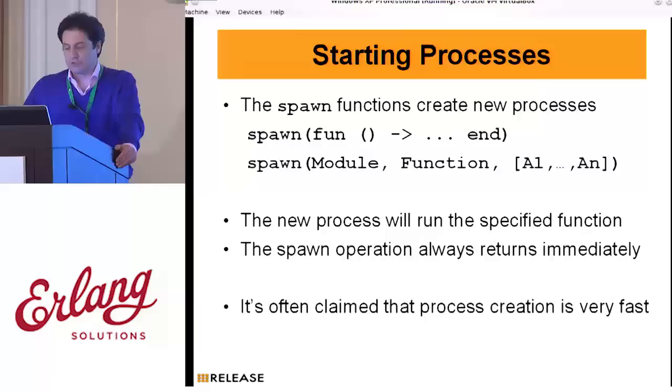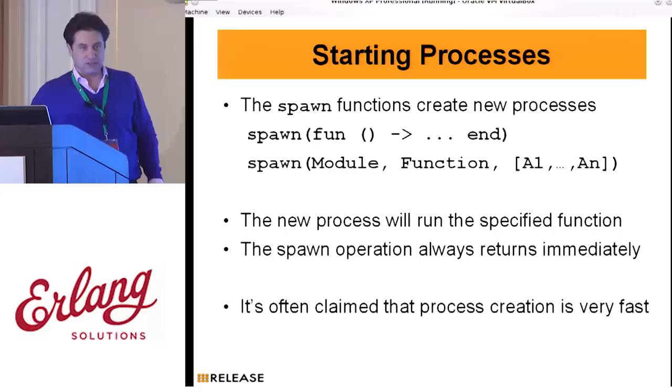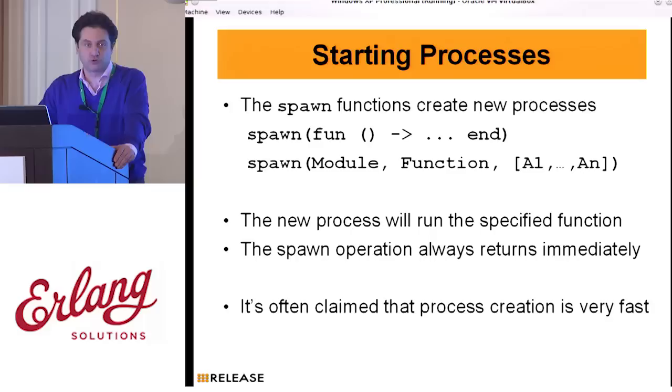So you start processes by using the spawn functions, and there is the modern version of the spawn function, the one with the fun, and the other one that is not fun to use, the one with the module, function name and arity and arguments. So the new process will run the specified function or closure that you pass it as an argument. And the spawn operation returns immediately. It executes quite fast. So process creation is claimed to be very fast.